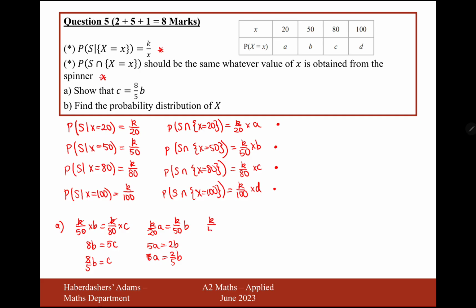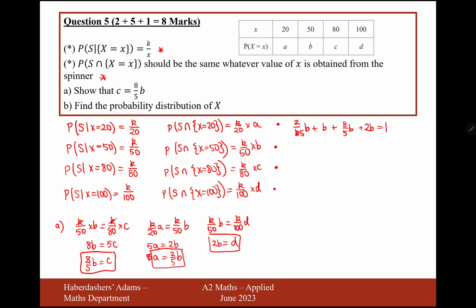So k over 50b equals k over 100d. Cross multiply, in fact, the 50s cancel out, so it'll be 2b equals d. Excellent. So now I've got something I can replace a with, something I can replace c with, something I can replace d with, knowing that the sum of all of these probabilities should be 1. So let's start with a, which is 2 over 5b, add b itself, add c, which is 8 over 5b, add d, which is 2b. And that should equal 1.